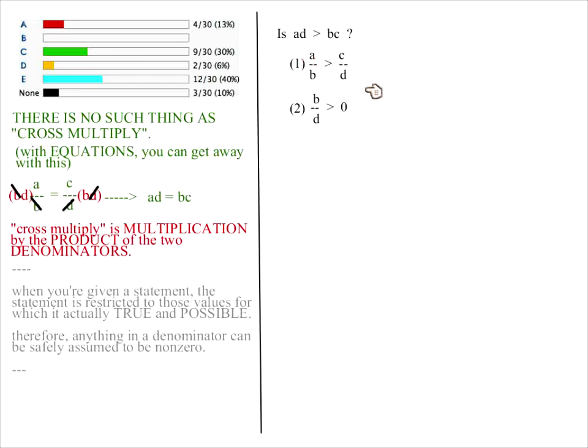So in most GMAT problems, they will explicitly go ahead and tell you that B and D are non-zero. But if you have this sort of thing, at least in statement 1, you know that B and D are not 0. And in statement 2, you know that D is not 0, because you can't put a 0 in a denominator. And they do have a disclaimer, by the way, that tells you that. They do say that you're restricted to real numbers for which the statement has a meaning.